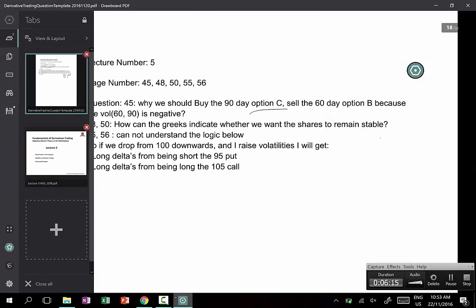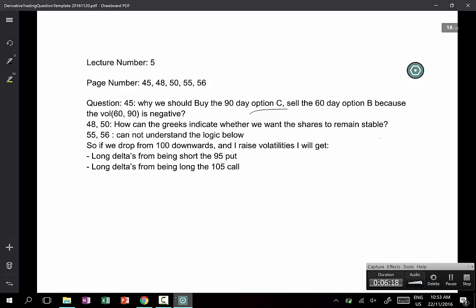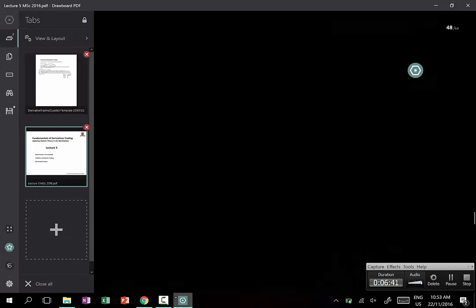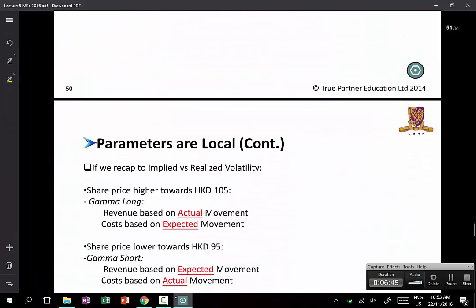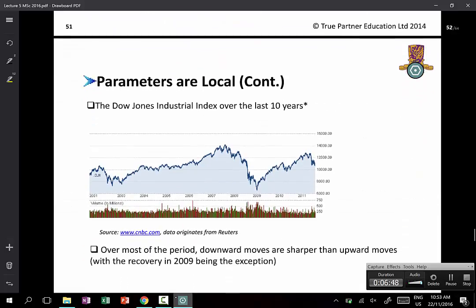What's next? Page 55, 56: "cannot understand the logic below. If I drop from 100 downwards, I raise volatility, I'll get long delta from being short the 95 put and being long the 105 call." Okay, what's page 55? Let's have a look. Page 55.